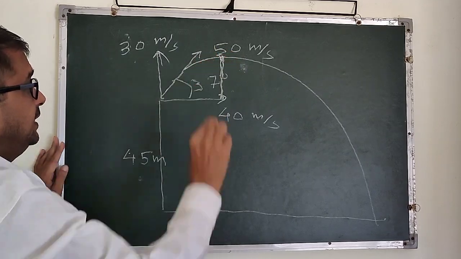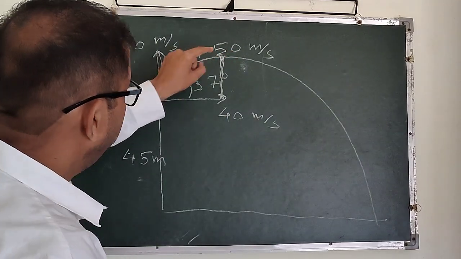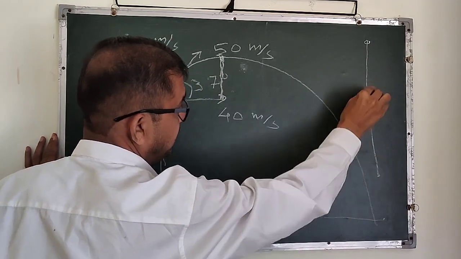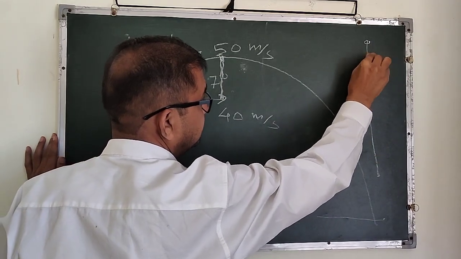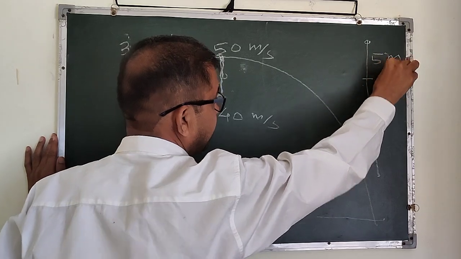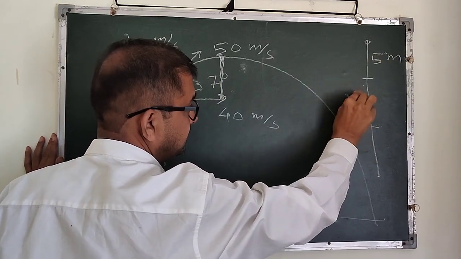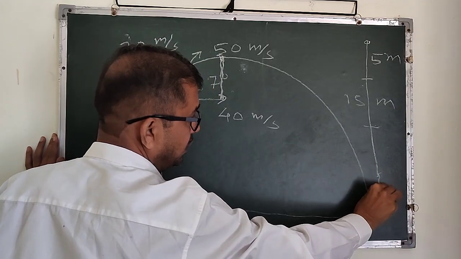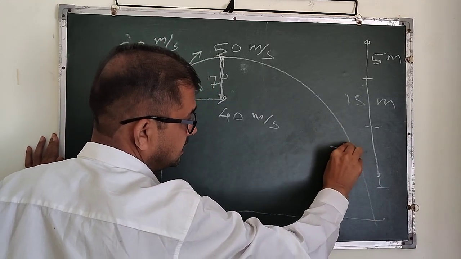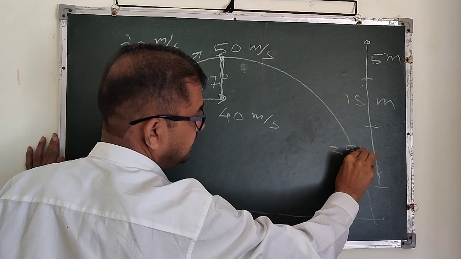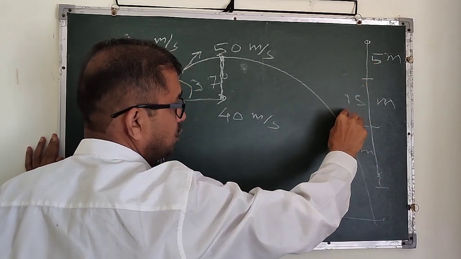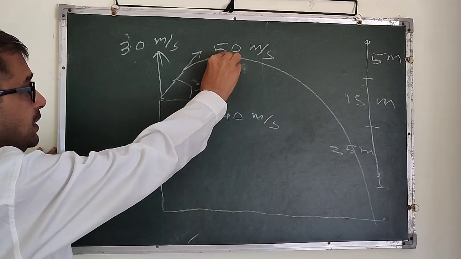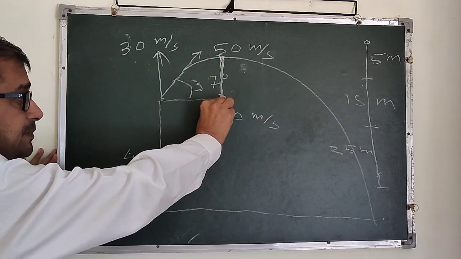This height can be found when a body is freely falling. In the first second, it moves 5 meters. In the second second, it moves 15 meters. And in the third second, it moves 25 meters. Why? Because in consecutive seconds, the ratio of the distances is 1:3:5. So this height will be 45 meters also.